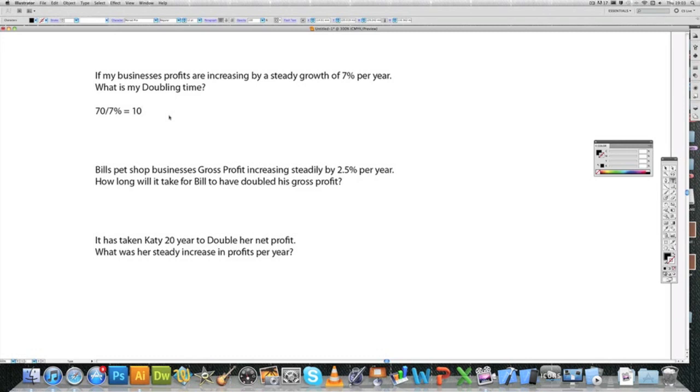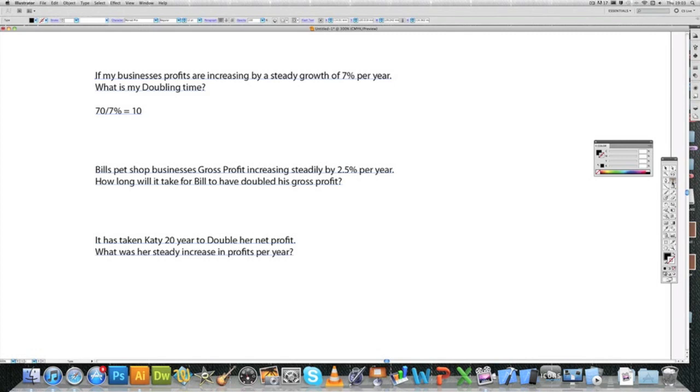It would be slightly different. If you had 6% one year, 5% the next, it would change. It wouldn't be 10 years. It may take 12 years or 14 years. But if it does increase by that 7% per year, in 10 years you'll have your profits doubled. So if I have my £20,000, it now becomes 40,000. I hope that seems clear to you.